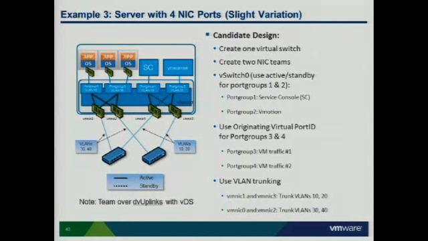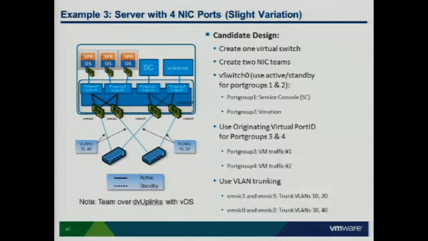And then finally, for example number 3, we have a server with 4 NIC ports. So just a slight variation on this design here. We're going to be looking at creating 1 virtual switch, and we're going to create 2 NIC teams. So vSwitch 0 will use active standby for port groups 1 and 2, where we'll have service console on port group 1, and port group 2 will have vMotion.